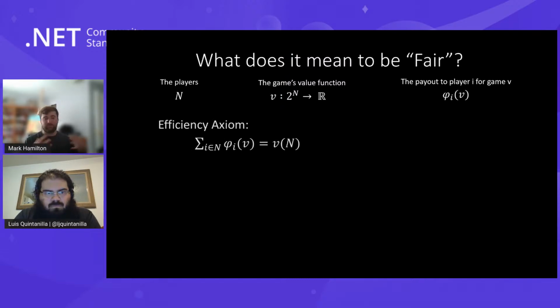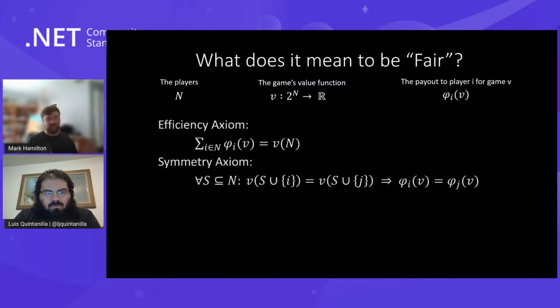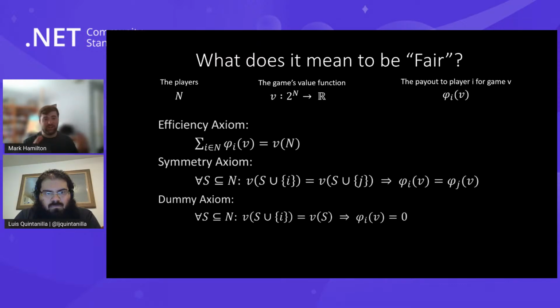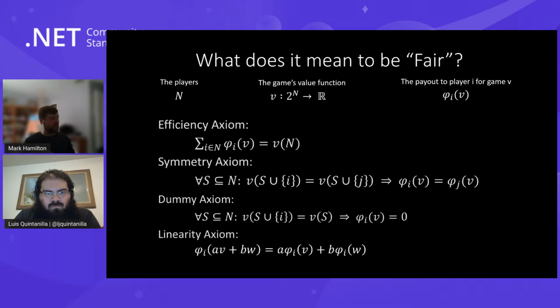So you split up the $1,000, nothing more, nothing less. The symmetry axiom says that if two people are identical, they should be paid the same. The dummy axiom, you're all probably familiar with this, says that if you have a freeloader who does nothing in all circumstances, don't pay them. And the linearity axiom says that if you play the club today and you play the club tomorrow and nothing changes, you get paid the same.